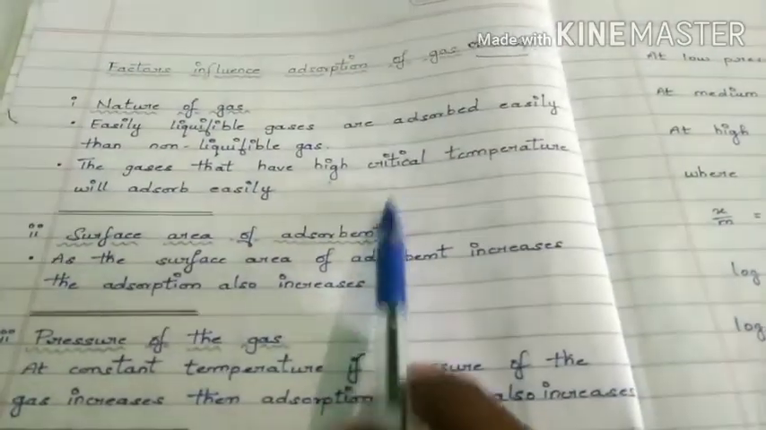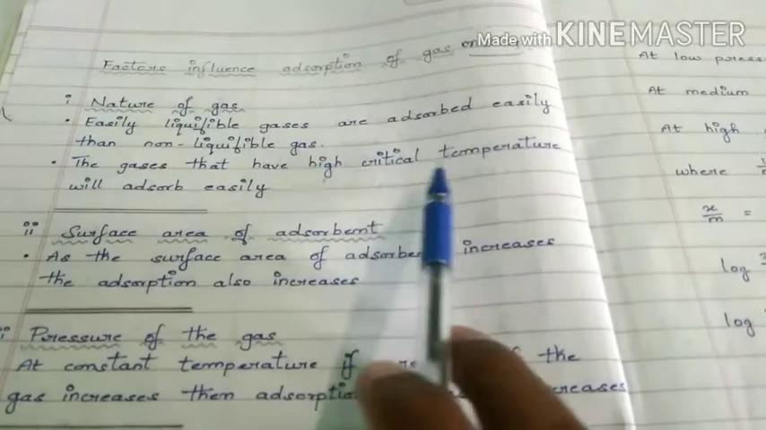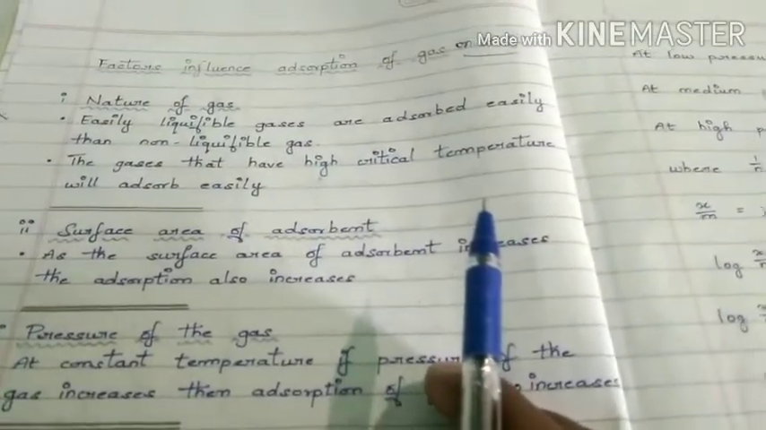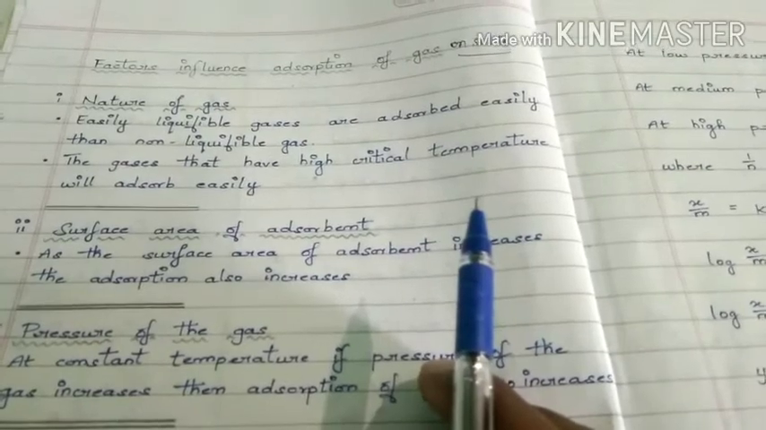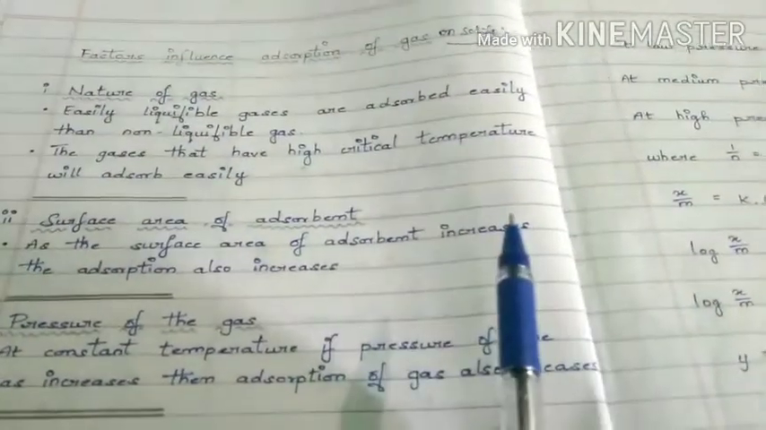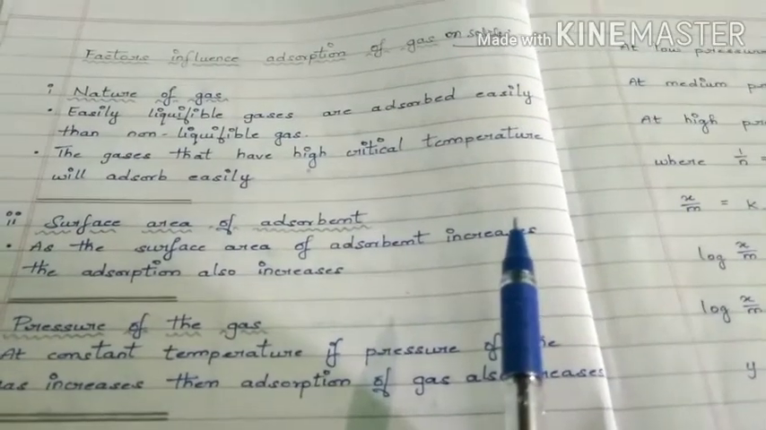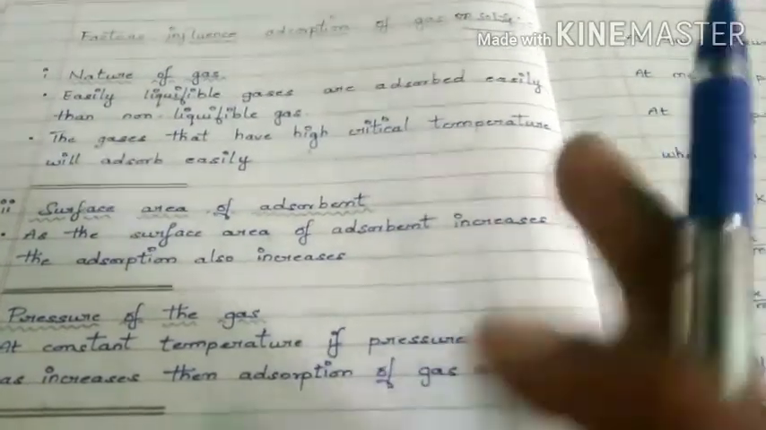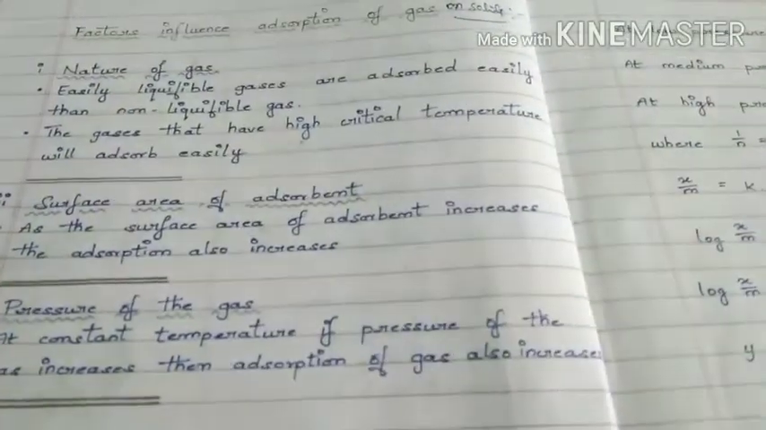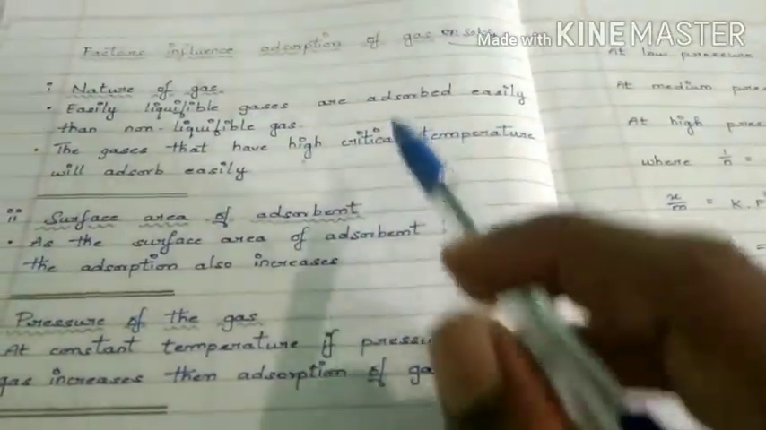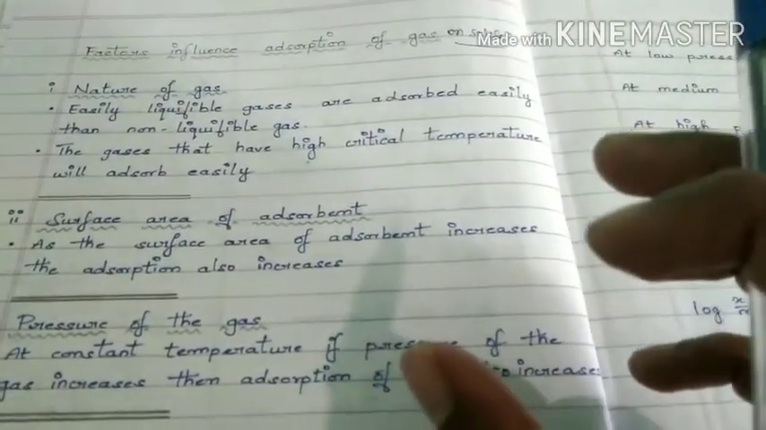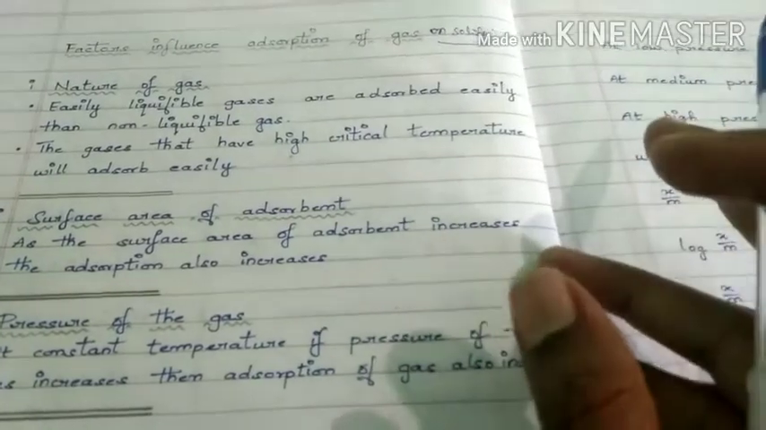In class 11 we already discussed critical temperature. That means the temperature below which the gas can be converted into liquid by applying pressure. That is called the critical temperature definition. One more definition is the temperature above which the gas cannot be converted into liquid by applying pressure. That is called critical temperature. Here the important thing is, if critical temperature of the gas increases, then that gas is easily converted into liquid.